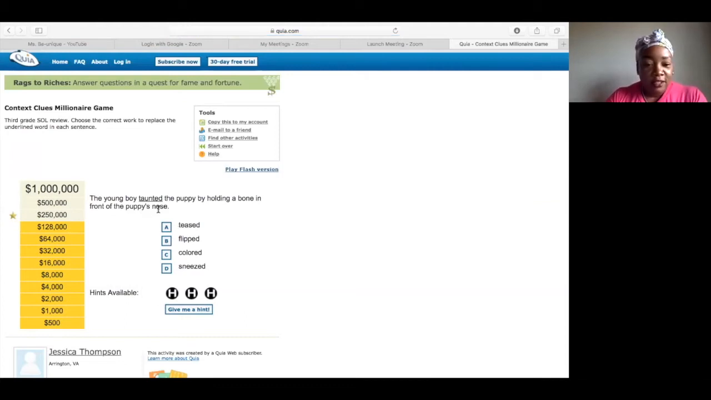This word is taunted. The young boy taunted the puppy by holding a bone in front of the puppy's nose. Is taunted, A, teased, B, flipped, C, colored, or D, sneezed? All right, great. Everyone's getting it.